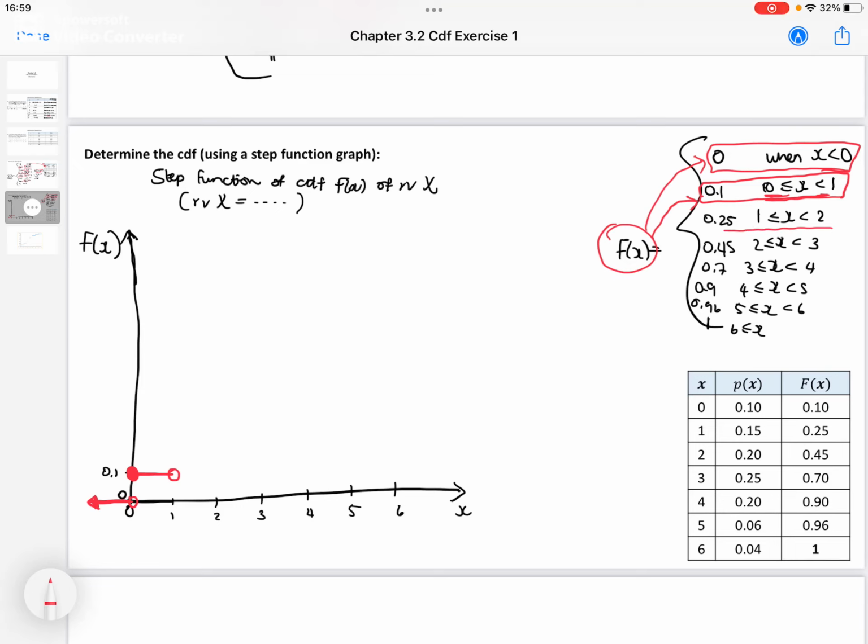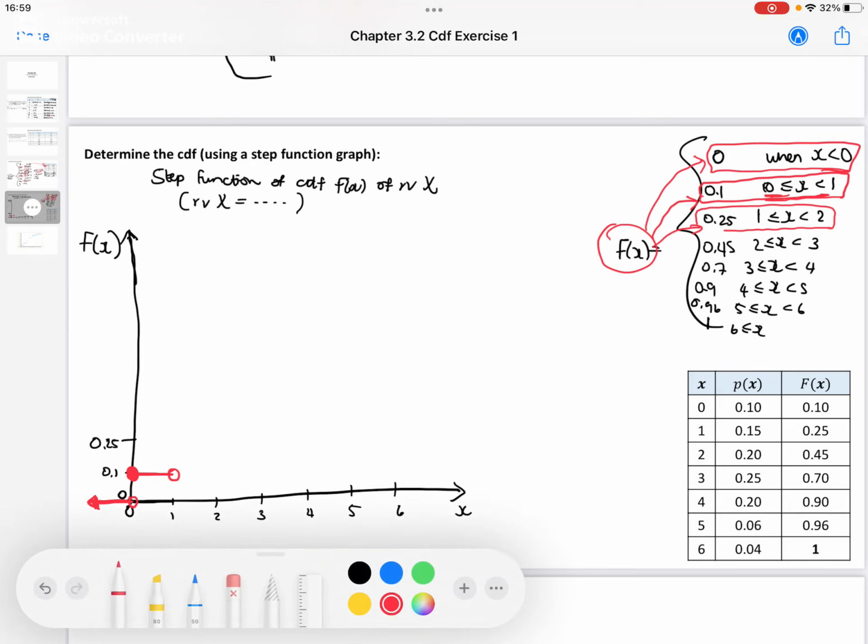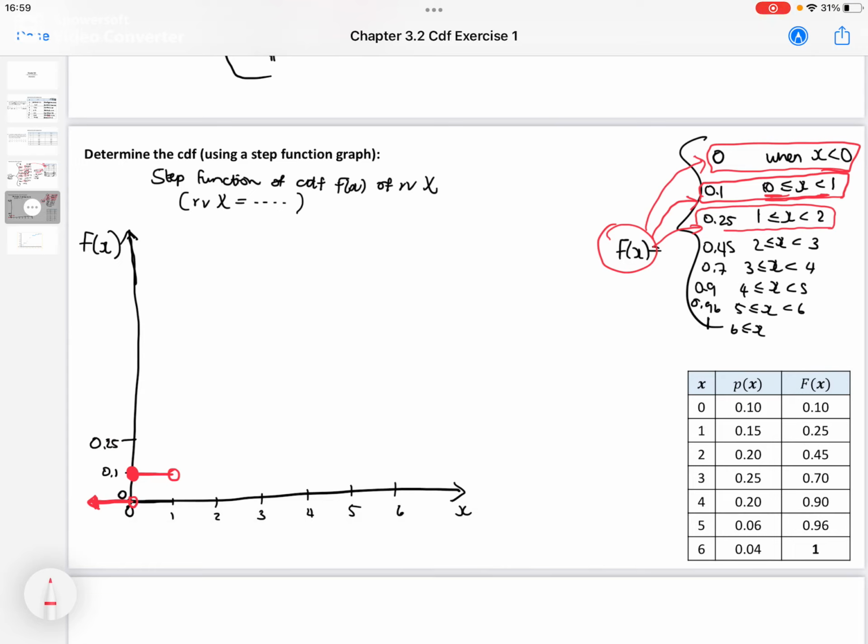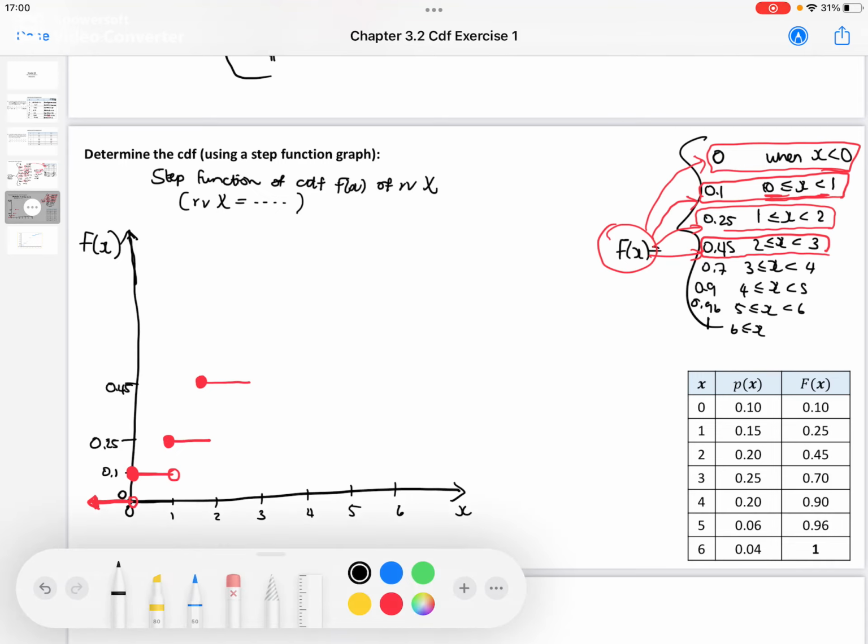Then the next interval, for x between 1 and 2, including 1, excluding 2, F(x) is 0.2. Sorry, it's 0.25. So we can go there between 1 and 2, including 1, excluding 2, the probability there is 0.25. The next one, we have the interval x greater than or equal to 2 and less than 3, where F(x) is 0.45. So we'll say 0.45, it's somewhere there, includes 2, excluding 3. We have a probability of 0.45.